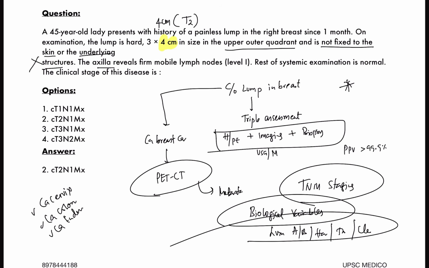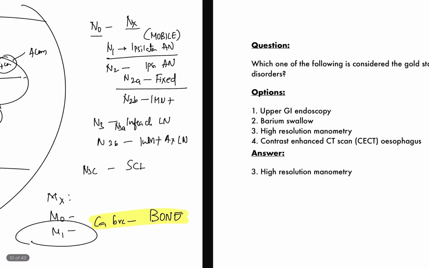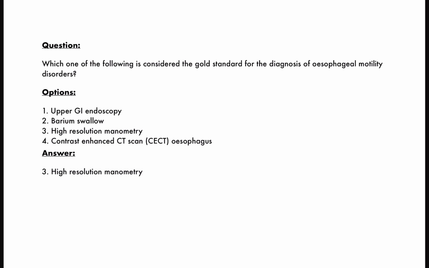The axilla reveals firm mobile lymph nodes. That means I am talking about N1. And rest of the systemic examination is normal. They haven't mentioned any metastatic workup, so I want to put as MX. So my clinical staging is cT2, N1, MX. So the correct answer here is option 2. It's as simple as that. But they shouldn't ask TNM staging of CA breast because in clinical practice they're not using it.